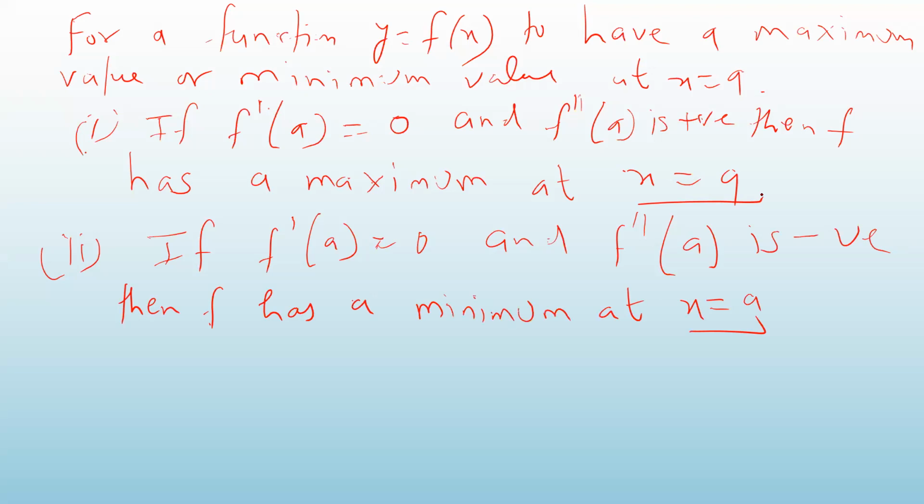Okay. So for a function to have a maximum or minimum value at a point, these are the two things. The first order derivative should be 0 at that point, and the second order derivative, if it is positive, then the function will have a maximum, and if it is negative, the function will have a minimum. So remember this. These are very, very important. I'm writing here, very important. Okay, now let us solve the problems.